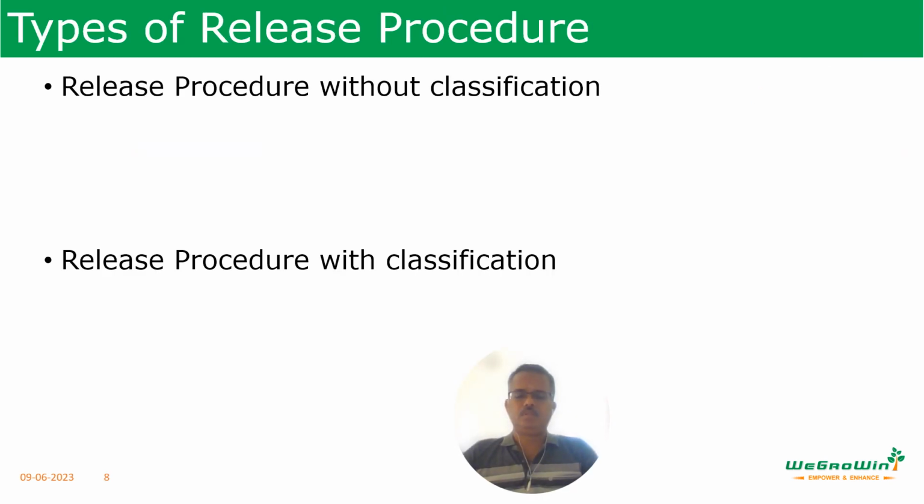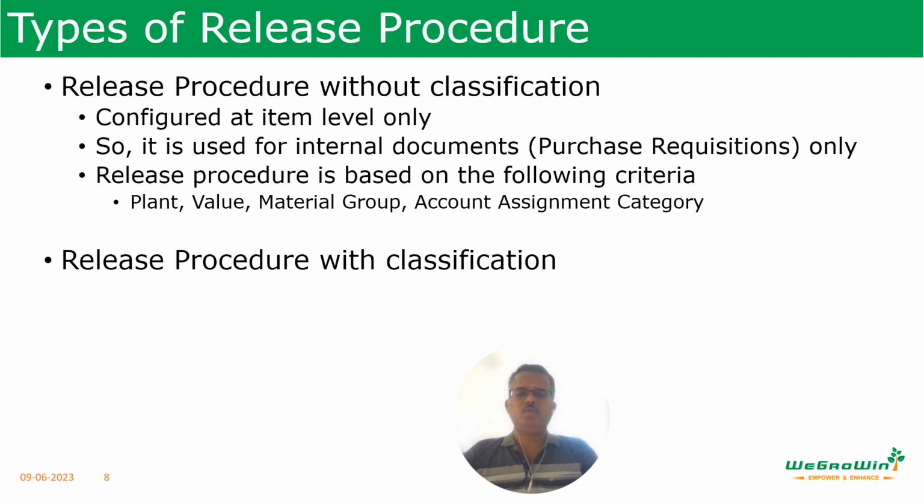There are two types of release procedures. One is without classification, another is with classification. A release procedure without classification can be configured only for item level releases in purchase requisitions. Therefore, the release procedure can only be used for internal documents like purchase requisitions. This limitation arises because external documents like purchase orders must be sent to the vendors, and therefore they cannot be partly approved. So without classification can be used for purchase requisitions at the item level.